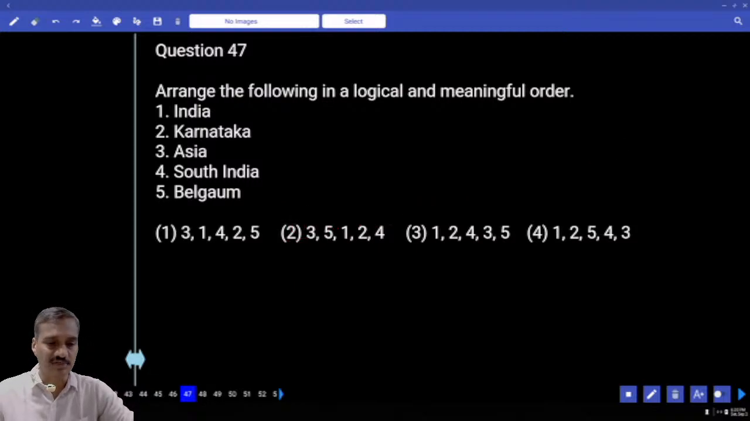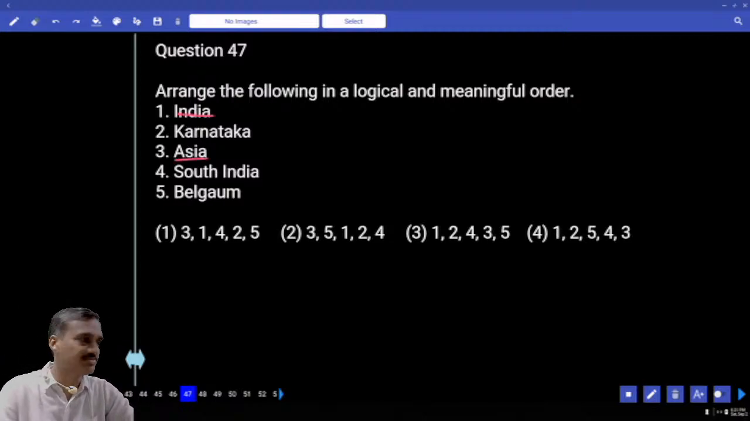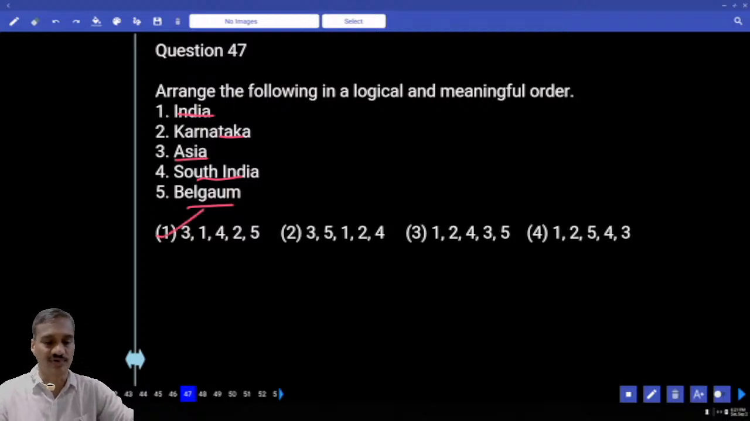Then 47, arrange the following in a logical and meaningful order. From the highest position to the lowest: Asia. India is a part of Asia, and South India is a part of India. Then 3, 1, 4, then Karnataka. In Karnataka, Belgaum is a city. Hence, what is your answer here? Choice 1, 3, 1, 4, 2, 5.